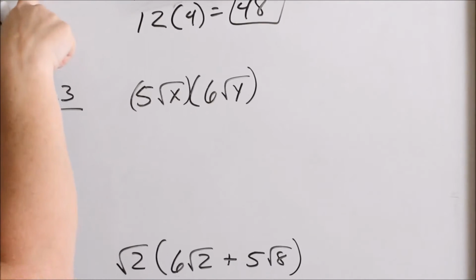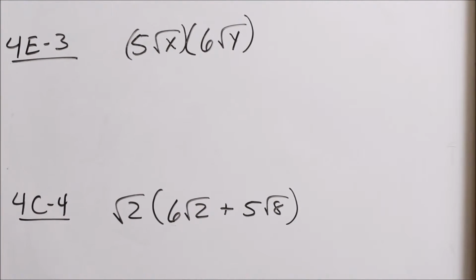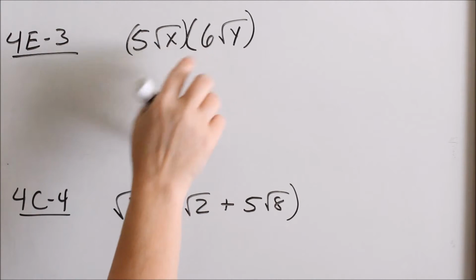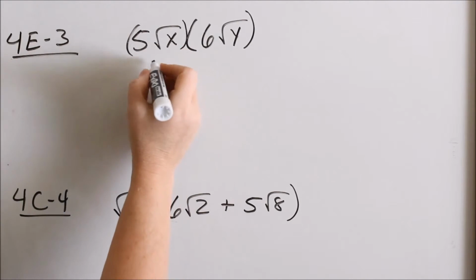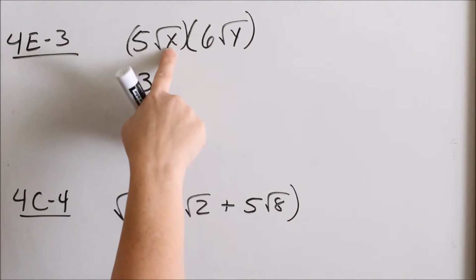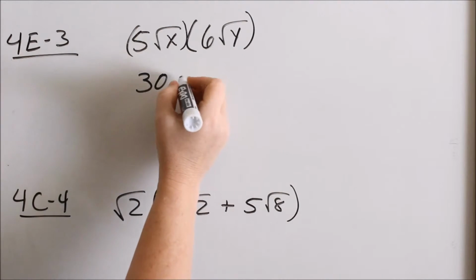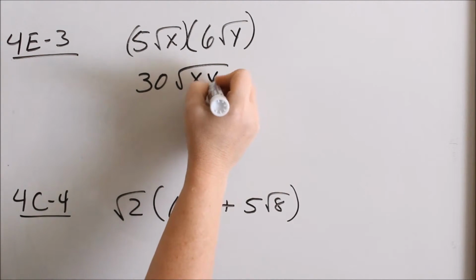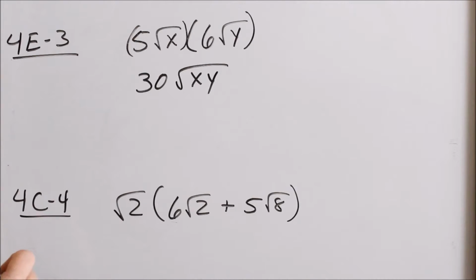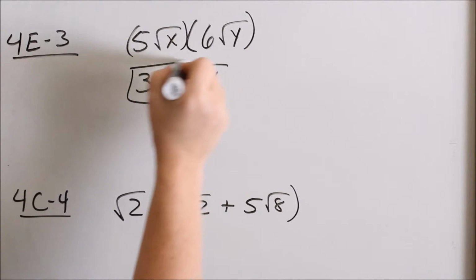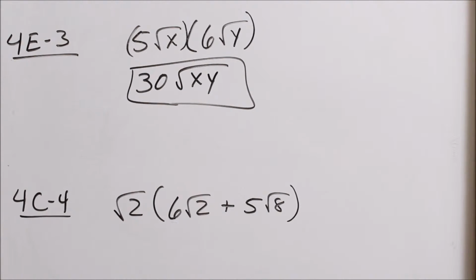Okay, that was 4C3. Now let's look at 4E3. Numbers to numbers, radicals to radicals. 5 times 6, 30. Square root of x times square root of y would just be square root of xy. You can't simplify square root of xy any more than that, so you leave it as that.